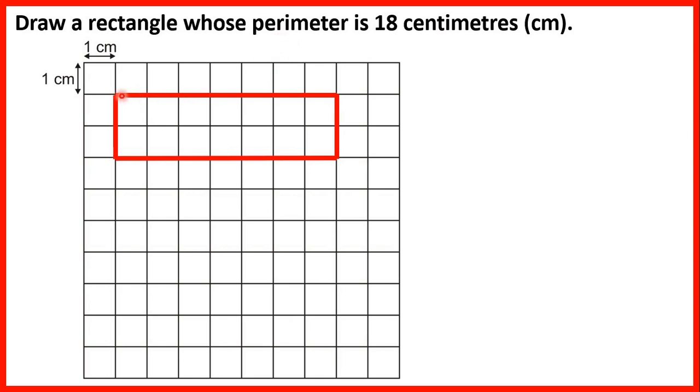So we could have a rectangle 7 by 2, but we could also draw a 6 by 3 rectangle, because 6 plus 6 is 12, 3 plus 3 is 6, and 12 plus 6 is 18. Or the other possibility is to draw a 5 by 4 centimetre rectangle, because 5 plus 5 is 10, 4 plus 4 is 8, and 10 plus 8 gives us a perimeter of 18 centimetres.